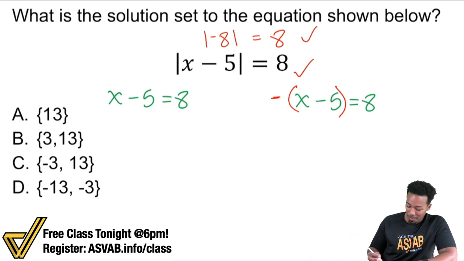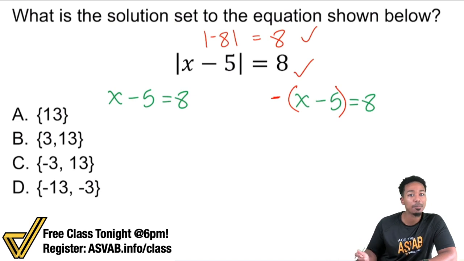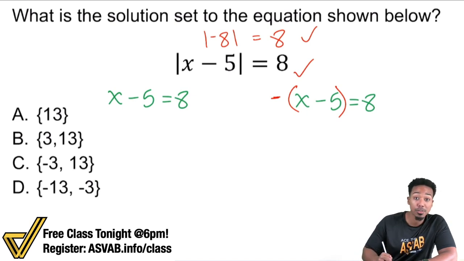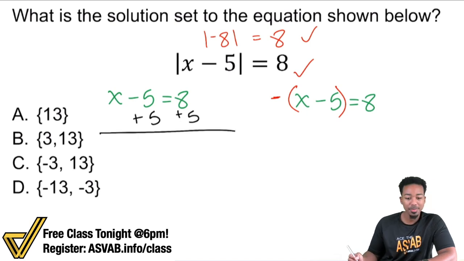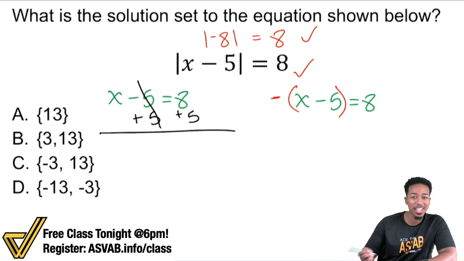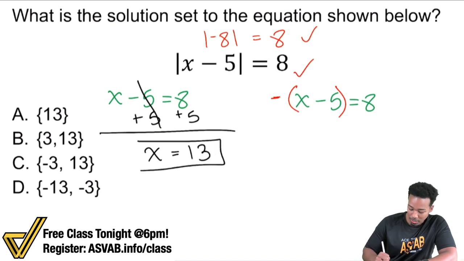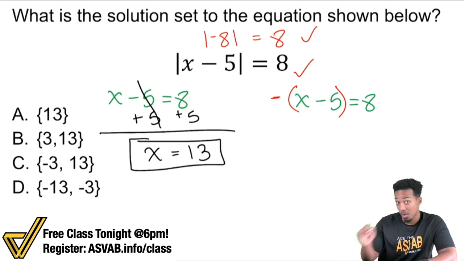And so we're going to solve them one at a time here. So this one on the left, x minus 5 equals 8. To solve an equation, perform the opposite operation. The opposite of subtracting 5 is adding 5 to both sides. So by doing that, it cancels on the left, and we get x equals 13. So that's one of the answers.